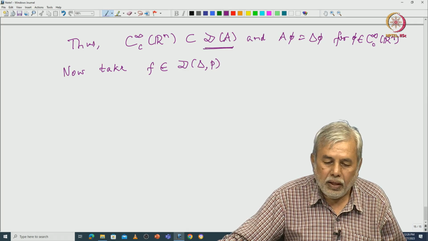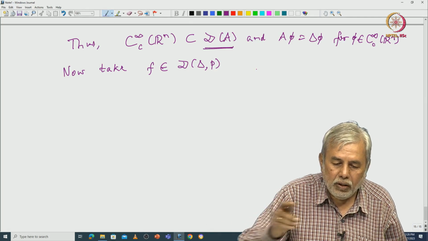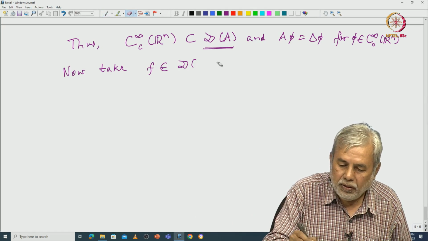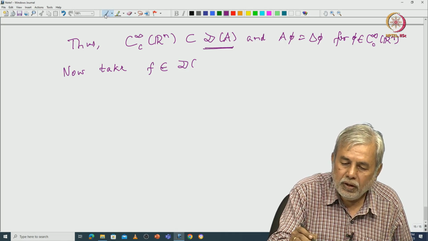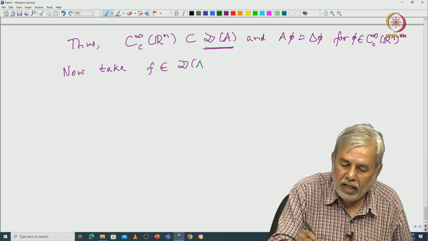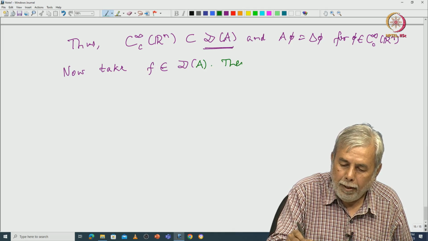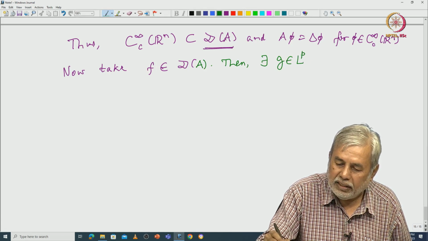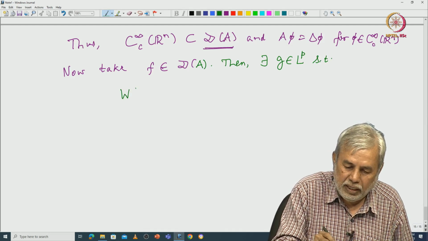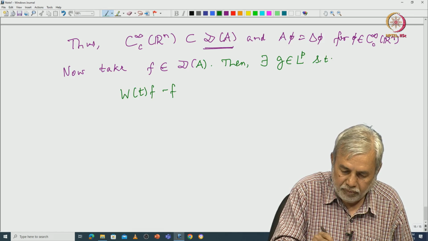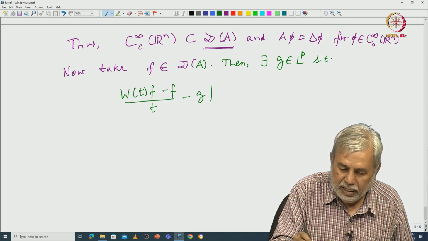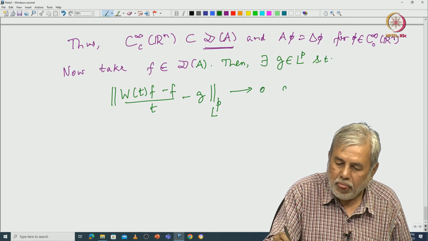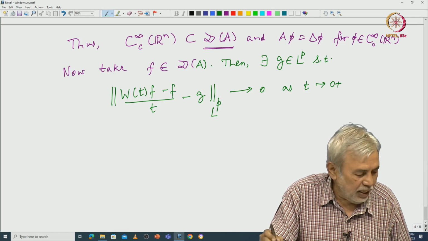Okay. No, first here I have written, let me go as I have written it. First you take f in D(A). Then there exists G in L^p, by the definition of the domain of the generator, such that the L^p norm of (W_t f minus f) by t minus G tends to 0 as t tends to 0. So, this is the definition of the generator.